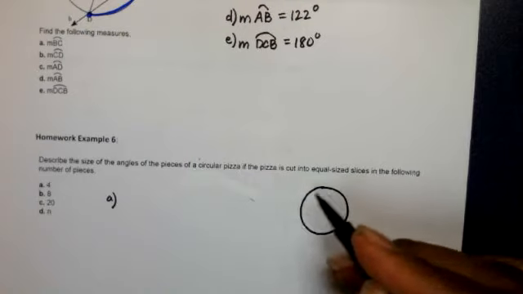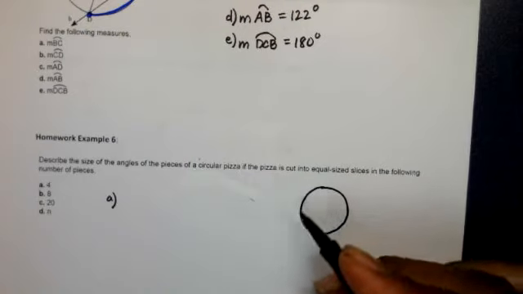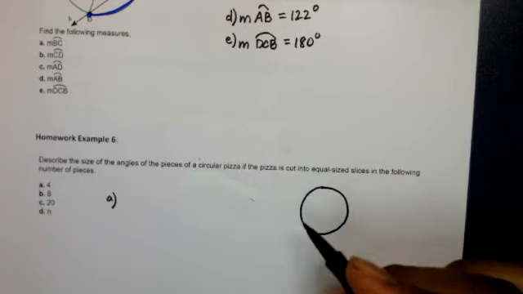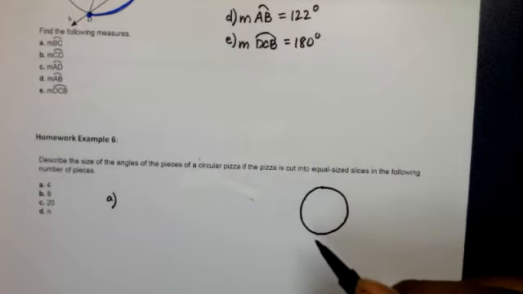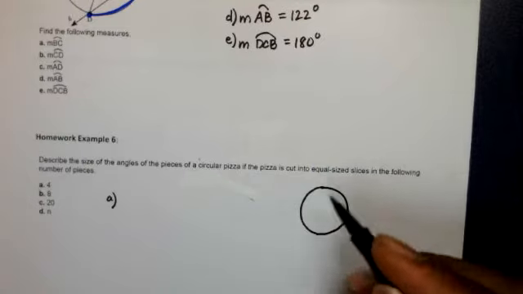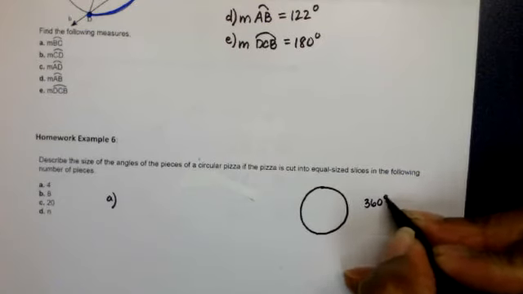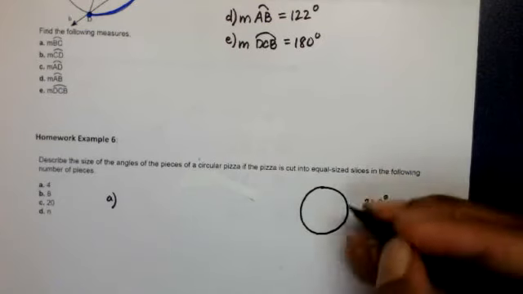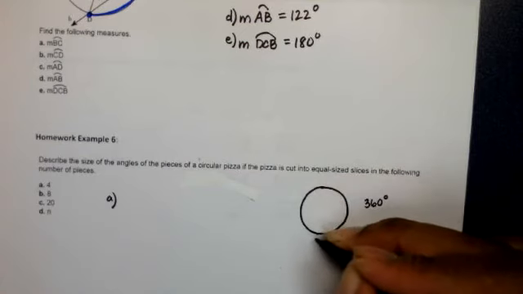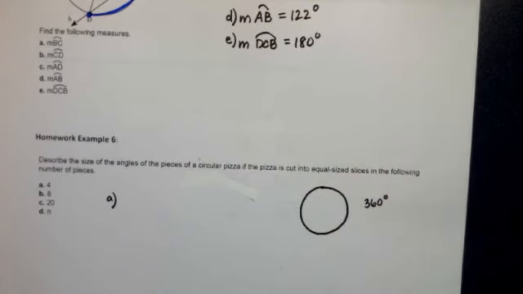We're going all the way around, and we want to find the angle measure of a circular pizza. Well, for all circles, the angle measure has to be 360. If you start from one end, go all the way around and come back, that's 360 degrees. And we cut that into 4 equal slices.